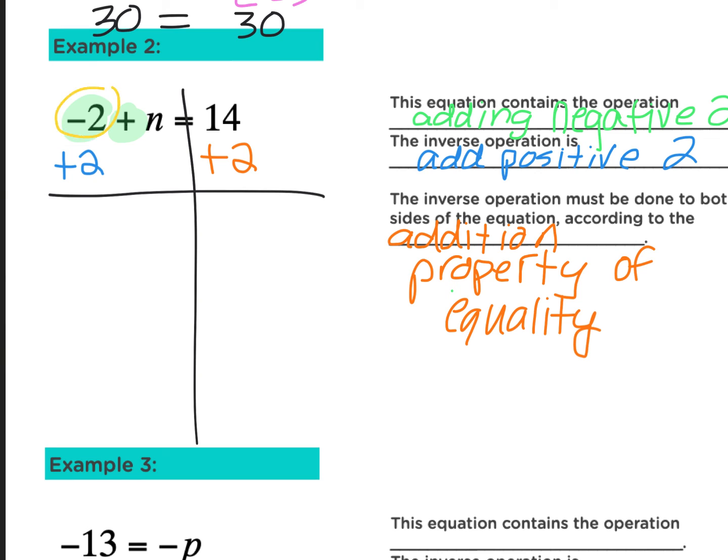So what's going to happen with this negative 2 and this positive 2? They're going to cancel each other out. The whole point of adding 2 in the first place was to get rid of that 2. So now my n is isolated, just like I needed it to be. And then we had to do 14 plus 2, which means that we arrived at our final equation: n is equal to 16.